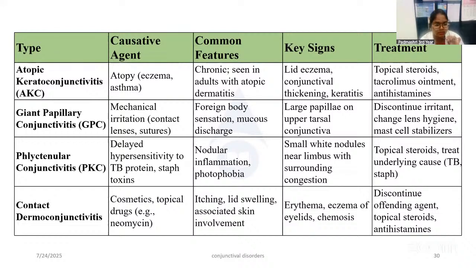And for contact dermatoconjunctivitis, the causative agents were cosmetics and topical drugs like neomycin. The common features are itching, lid swelling, and associated skin involvement. Key signs: erythema, eczema of the eyelids, and phimosis. Treatments are to discontinue the offending agent, topical steroids, and antihistamines.